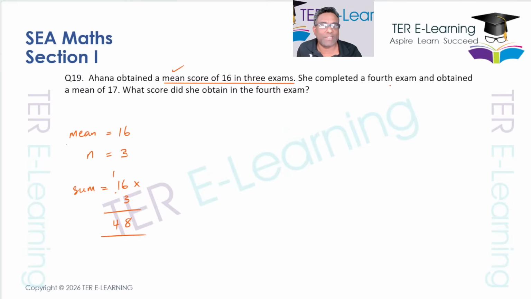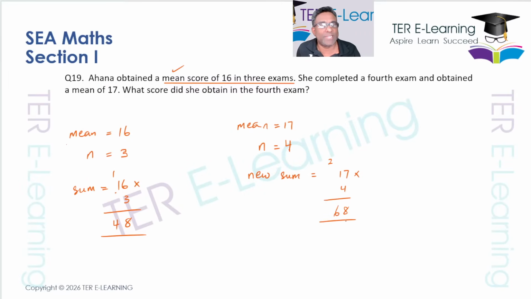Now she did a 4th exam, and the new mean is 17, but this time you have a 4th exam in the mix, so n is 4. We have 4 exams. So the new sum of the 4 exams will be, we have to take 17 and multiply that by 4. So 7 4s are 28, 1 4 is 4, 1 2 6. So we're going to get 68. So the new sum is 68.